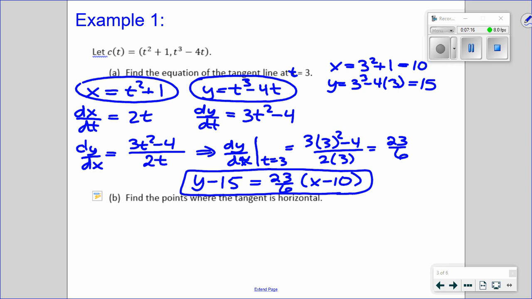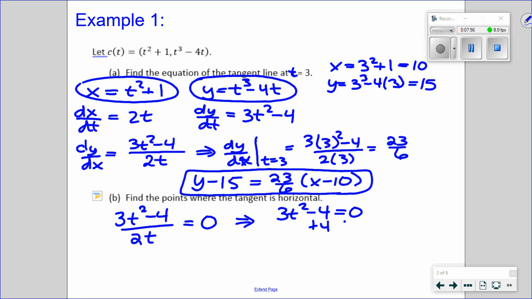Okay, let's look at part B. Find the point where the tangent line is horizontal. Remember, if the tangent line is horizontal, that means the derivative is going to equal 0. We already know our derivative is (3t squared minus 4) over 2t, so we just have to figure out when that equals 0. I hope it makes sense that a fraction equals 0 whenever the numerator equals 0, so we can just set the numerator equal to 0 and solve for t.